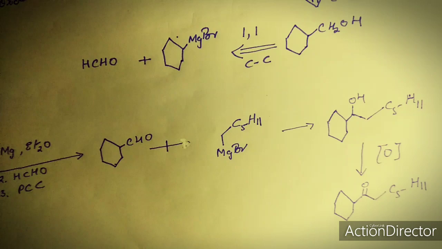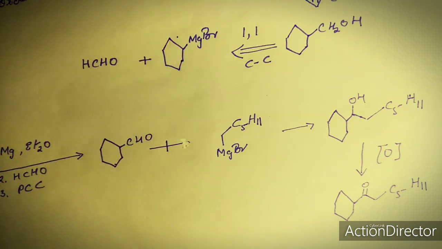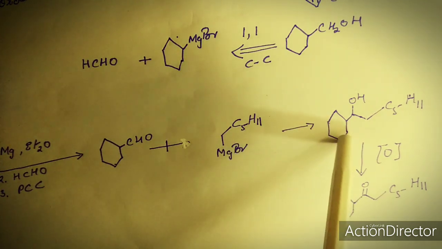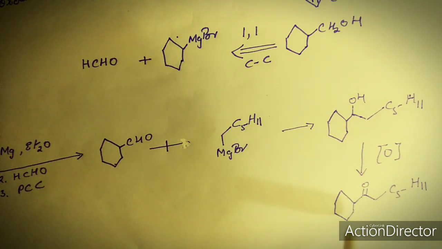alcohol. Here too an alcohol will be formed initially, which is then oxidized to this aldehyde because it will be a primary alcohol which will be formed. So now this again on reaction will give us this secondary alcohol, oxidation. We get this ketone, our target molecule.